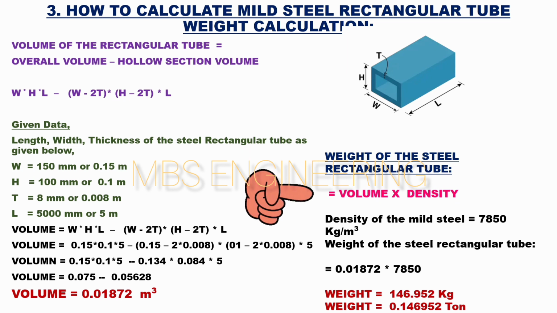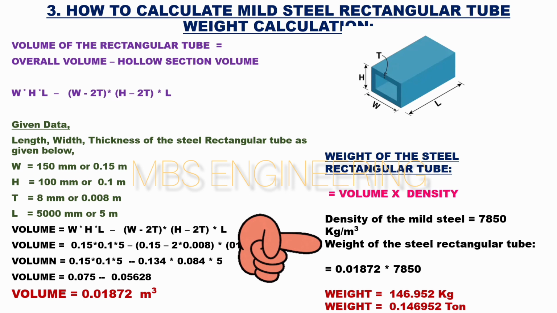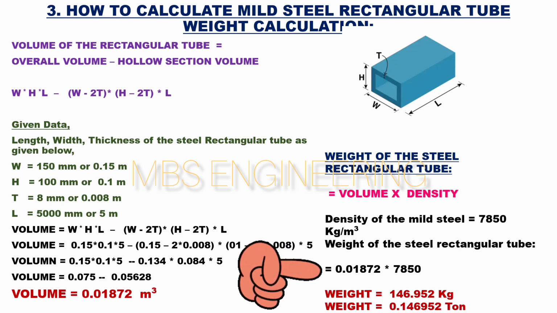Next, we learn about how to calculate the weight of the mild steel rectangular tube. Volume is multiplied by density. Assume that the density of the mild steel is 7850 kilograms per cubic meter. Then, the weight of the steel tube is 0.01872 multiplied by 7850. The mild steel rectangular tube has a weight of 146.952 kilograms, or 0.146952 tons.